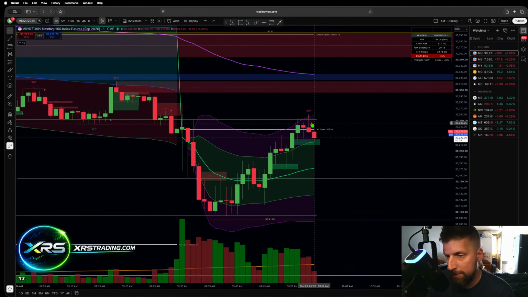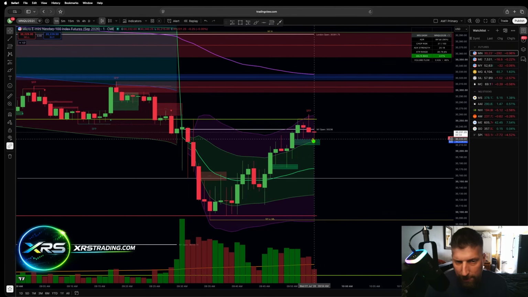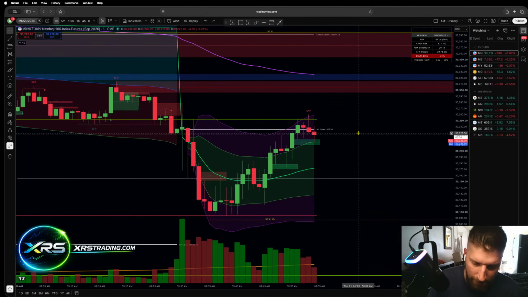So swing failure pattern at the point of control, right at New York Open, outside of band 2. I took it to the internal sweep. So that was like $120 or something. Good shit.